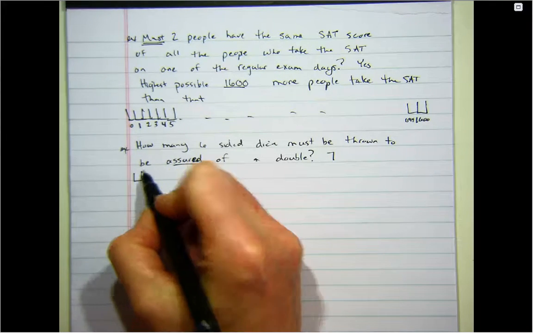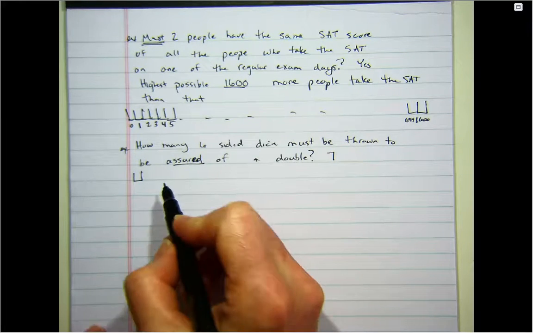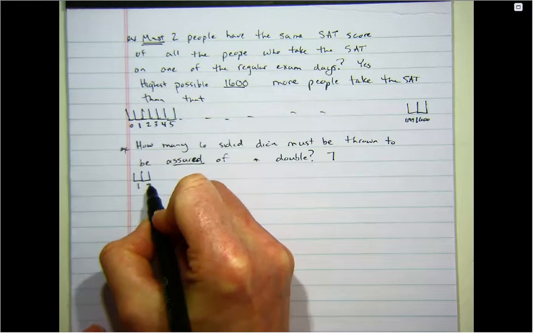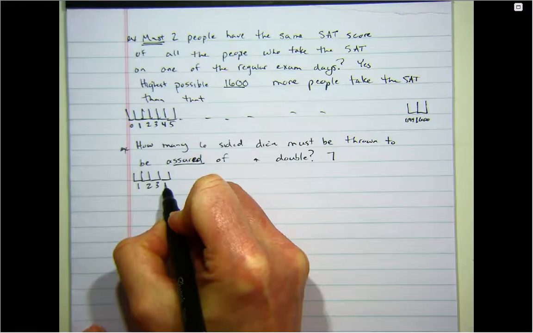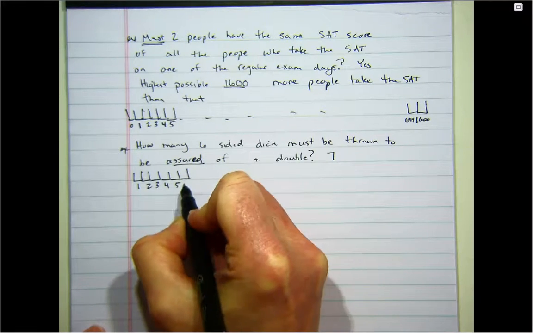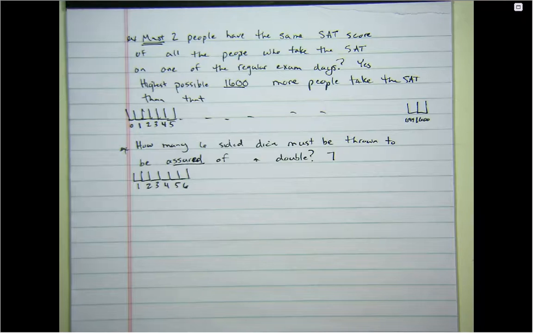We want to be sure of getting a double. You could get a 1 the first time, like you said, a 2, 3, 4, 5, 6. But once you've thrown 6 and come to the 7th throw, you have to be duplicating one of the other numbers. So you may have duplicated in 2, or you may duplicate in 3. You may get 2 of the same with 4. Anybody who plays Yahtzee knows you might get a pair with 5. But to be sure you're going to get a pair, you have to throw 7.